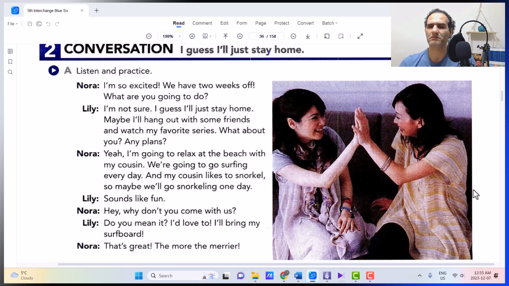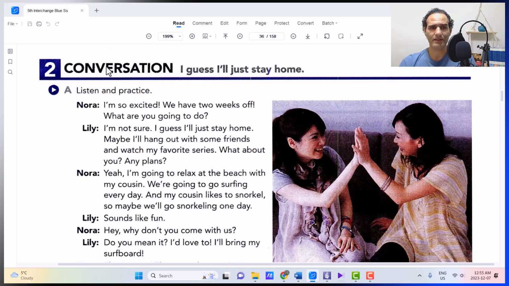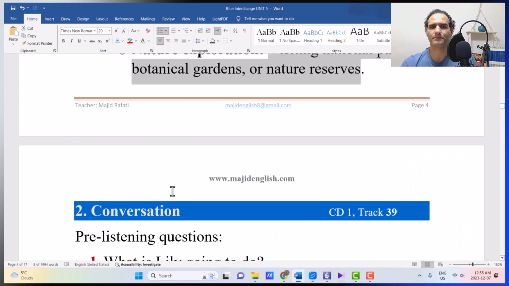For example, some guesses could be like this. I think they must be close friends because they're giving a high five to each other and they are smiling at something. Looks like there is something interesting they want to do together, and they have reached a conclusion about that. That's why they say, give me a high five. So this is my guess, okay? You can give your own guesses as well. But let's listen to this conversation without looking at the text.